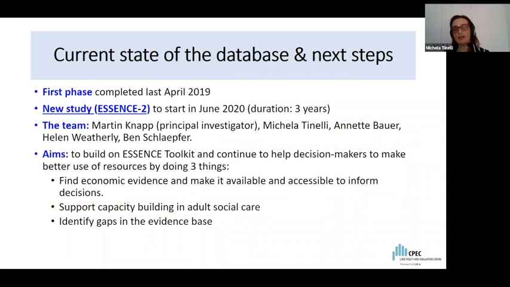Just to reiterate, the second phase of the Essence Toolkit will continue to help decision makers to make better decisions. This is our aim, and we want to do so with three different elements: looking into finding new economic evidence, making the evidence available and accessible. We want to carry on supporting capacity building, and also we want to identify more gaps and help address these gaps with new evidence to come.